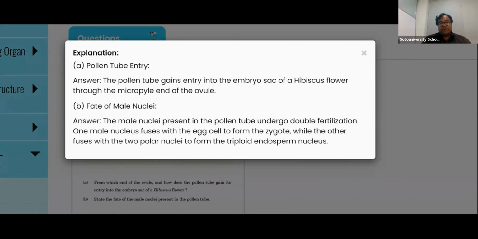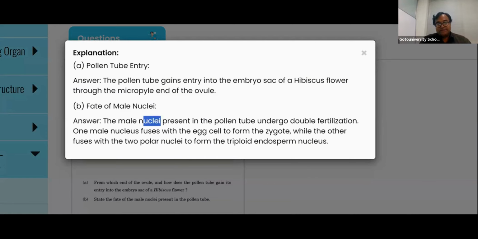The fate of the male nuclei. The male nuclei present in the pollen tube undergo double fertilization. What is the other name of the male nuclei? The intelligent student always thinks in multiple dimensions. So one male nucleus will make the zygote. The other male nucleus will fuse with the secondary polar nucleus. So these two male nuclei denote the male gamete nucleus, the male sexual nucleus.